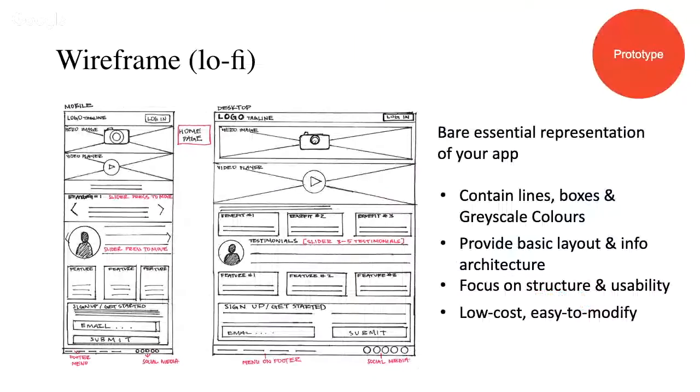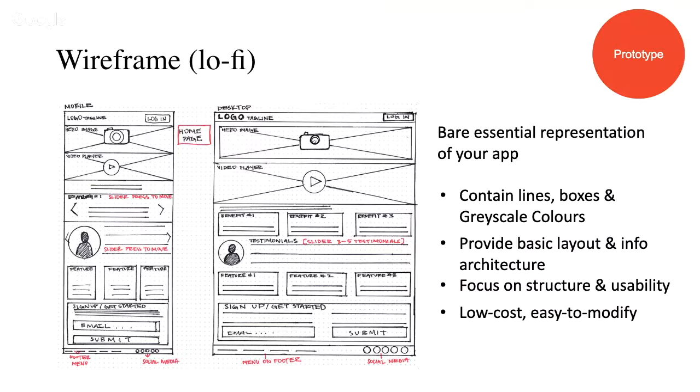Okay. So wireframe, low fidelity. What is it? If you think about it, it's actually a bare essential representation of your app. It contains merely your lines, boxes, and grayscale colors, right? It doesn't have a lot of visual content compared to a prototype, because the ultimate aim is really to provide the basic layout and information architecture, right? Then you really want to focus on the structure and usability, and it is low cost and easy to modify by anyone. You can always take a piece of paper and resketch.